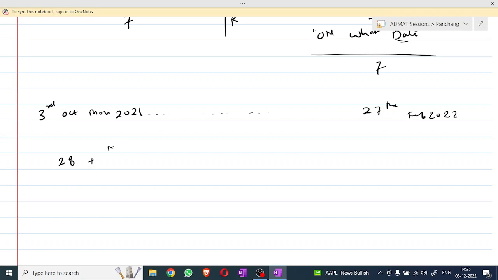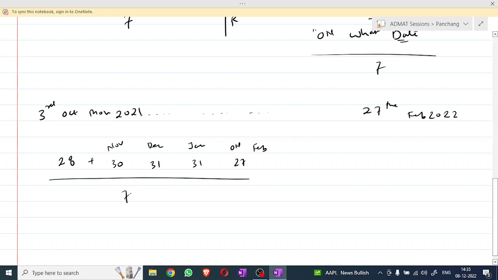Then I will be going through the complete month of November. So November, 30 days. Then I'll be going through December, 31 days. Then I'll be going through January, that is 31 days. Now I'm on the 27th of February.